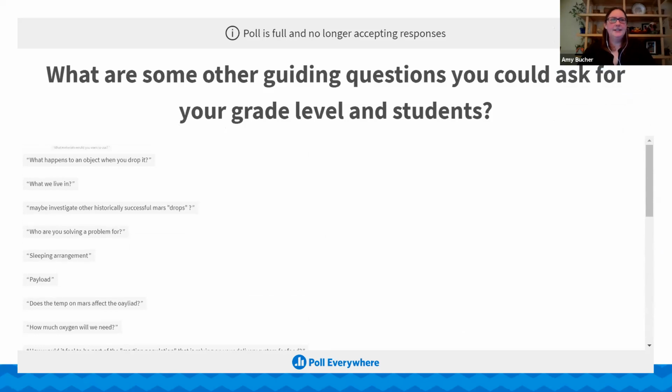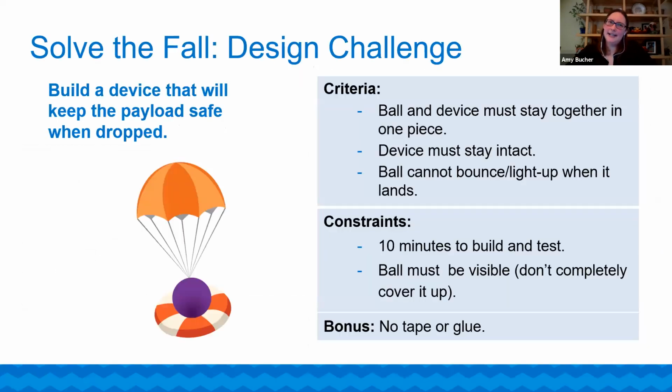Okay, so your design challenge today is called Solve the Fall, and you're going to build a device that will keep a payload safe, so our food supplies safe when they're dropped on Mars. For this challenge, we're going to use a bouncy ball as our payload. If you have a light up one, that's even better because it can help tell us if it's broken or damaged when it landed.